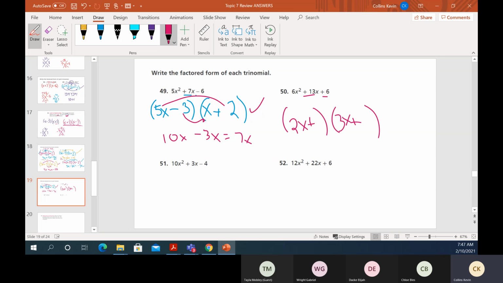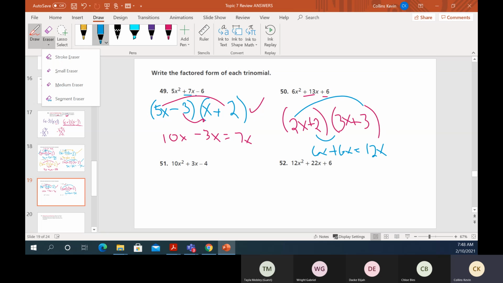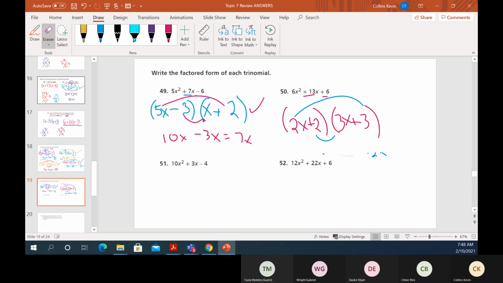All right, so we need 13. So let's try this. So if I put the 3 here and the 2 here, what do we get? Let's check it out. So 3 times 2, that's 6x. 2 times 3, that's another 6x. And that's 12x. Oop. Not what we needed, is it? So basically all that tells us is we just need to switch the position of the numbers. And that's it. So let's go ahead and erase that stuff.